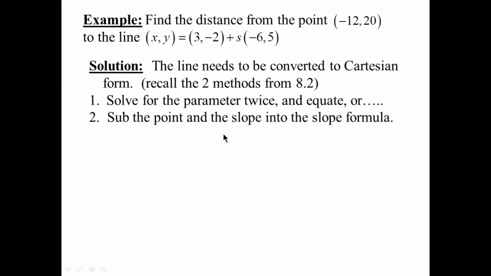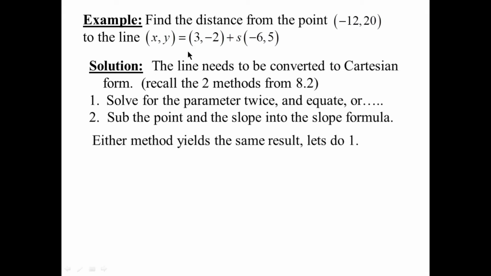Well, we could get the slope from here. Remember, denominator is first, so the slope here is 5 over minus 6. But let's use method 1. So let's do method 1. Solve for the parameter twice. So this says x equals 3 minus 6s. Solving for the parameter, leaving x positive and dragging 3 and dividing by minus 6.